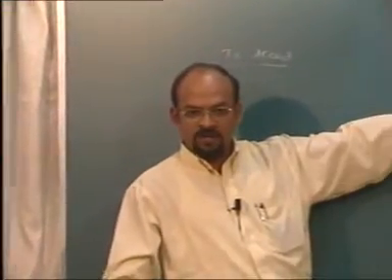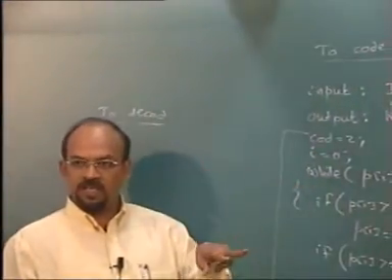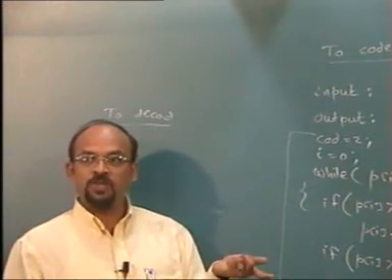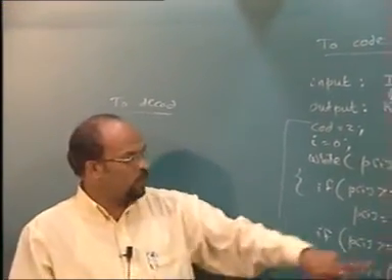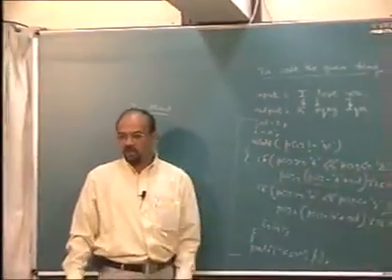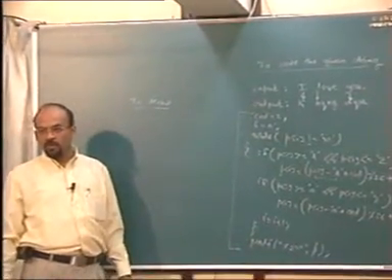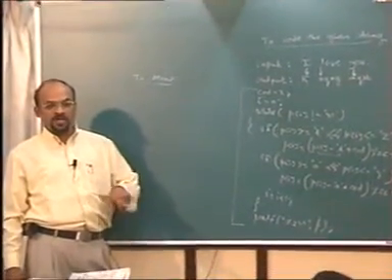uppercase or lowercase, subtract A, so you will get the distance. From that distance you should subtract the code. Instead of adding the code, subtract the code. Okay? The only care you will have to take is that it should not become negative.